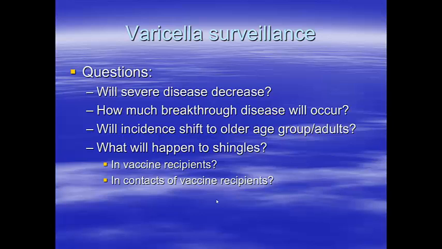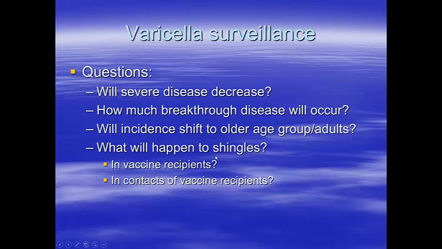So what happens if you vaccinate children and then you have waning immunity? Does that mean you're going to shift the curve towards more adult disease and more severe disease? So that's one of the questions that arises with varicella vaccine. And the other question is whether the varicella vaccine might have an effect on shingles disease in older adults.